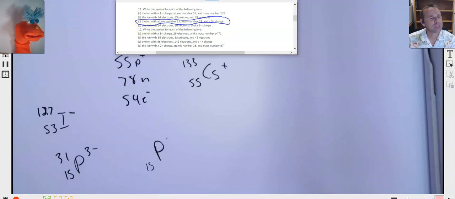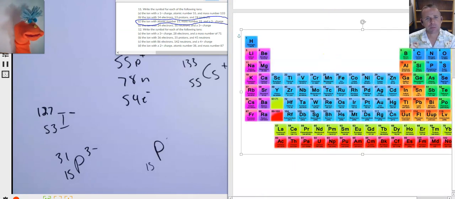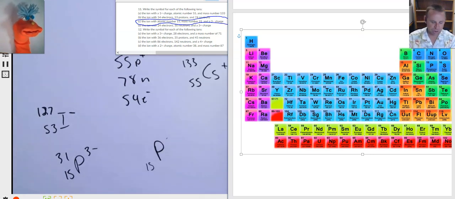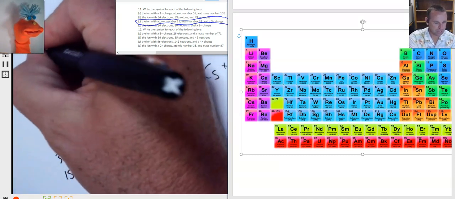Ion with 24 electrons, 30 neutrons, and a plus 3 charge. It didn't tell us how many protons. Well, you can't do it then, can you? Is there another way we can identify the number of protons? Well, I guess if it has a plus 3 charge. Yeah. And we know that it has 24 electrons. Very good. So if it has a plus 3 charge and it has 24 electrons, that's enough information right there, right?